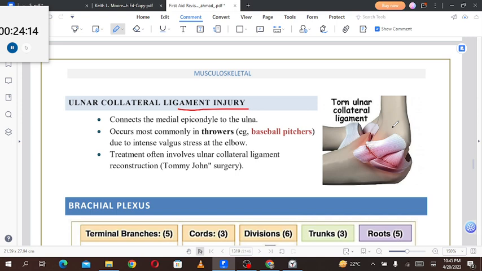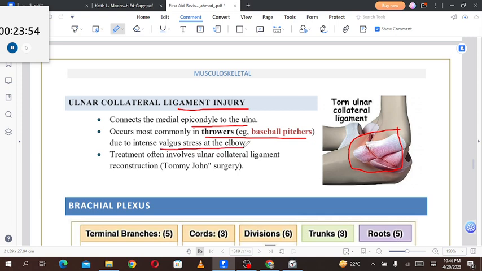So the ligament that is connecting the medial epicondyle with the ulna is called the ulnar collateral ligament. Over here, it is present on the medial side. If there is a tear to that, we'll see what happens. It connects the medial epicondyle to the ulna. It occurs most commonly in throwers, for example, the baseball pitcher, due to the intense valgus stress on the elbow.